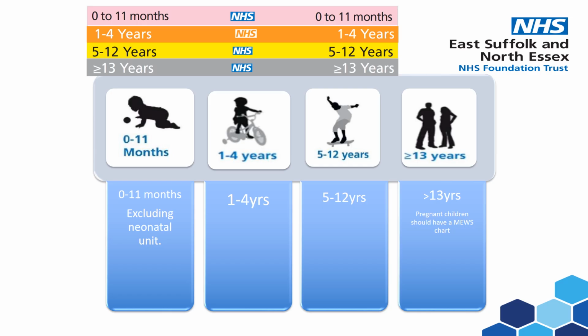Anybody who is pregnant or suspected to be pregnant, you need to calculate their observations on a maternity early warning score, as their physiology will be different. With all of these age-specific charts, they do have different parameters set. This is the reason why you are using the different age-specific charts.